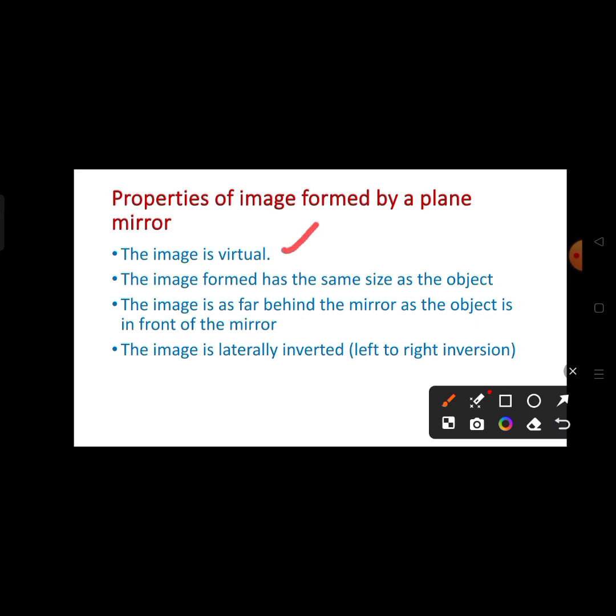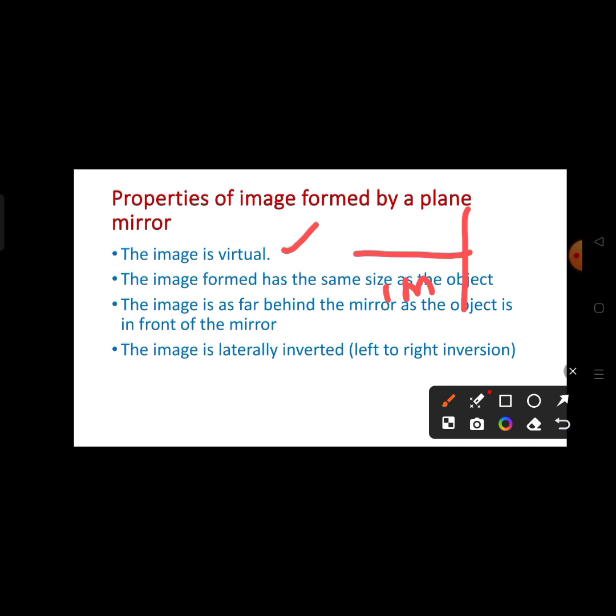Next one, the image formed has the same size as the object. That means if we are standing in front of the mirror, our image also will have the same size. When we look in the mirror, we see an image of the same height and size as ours, isn't it? That is what same size as the object means. The image is as far behind the mirror as the object is in front of the mirror. That means if we are standing 1 meter away from the mirror, our image also will be at the same distance from the mirror. The object distance will be equal to the image distance from the mirror.